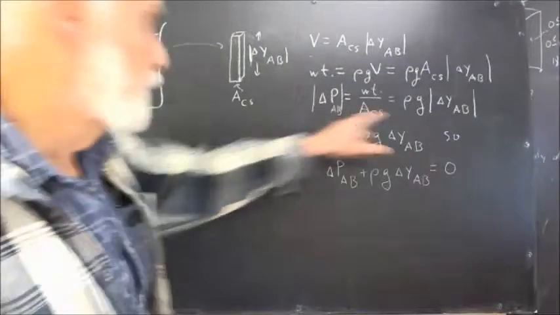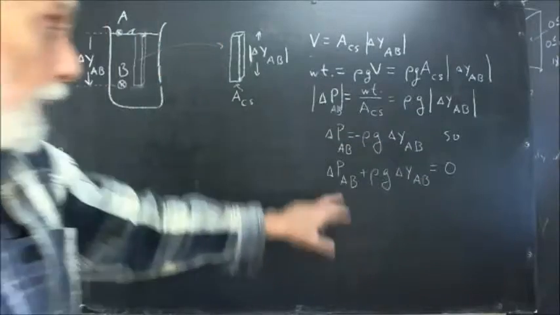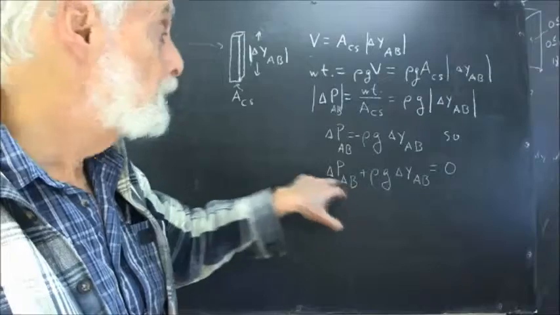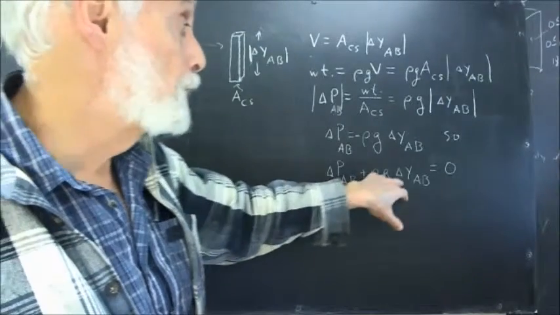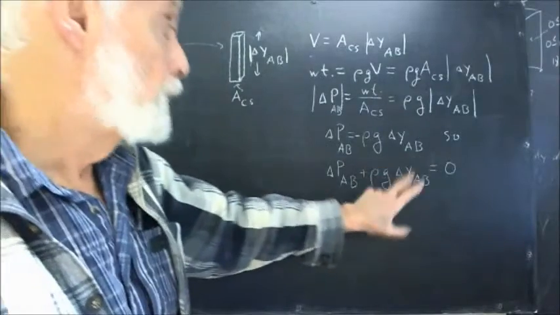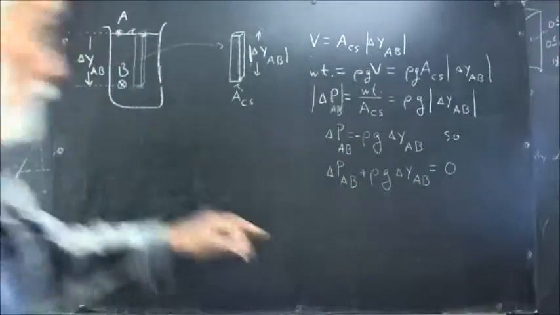Now, from this relationship, we can easily subtract or add rho g delta y AB to both sides, and we get delta P from A to B, change in pressure from A to B, plus rho g delta y AB is going to be 0. Change in the pressure, the change in rho g y is going to add up to 0 for these 2 points.